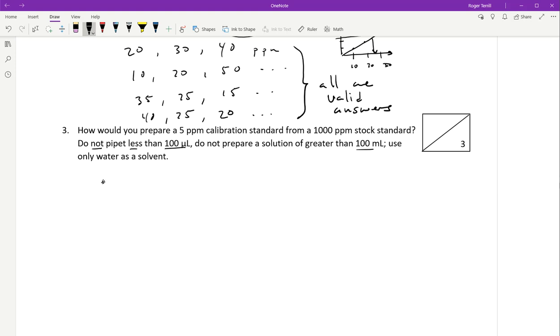So what we have here is essentially a dilution from 1000 parts per million down to 5 parts per million. And the way this is normally expressed is: this is C1 and this is C2. We want to take a volume, V1, and dilute it to a new volume, V2.